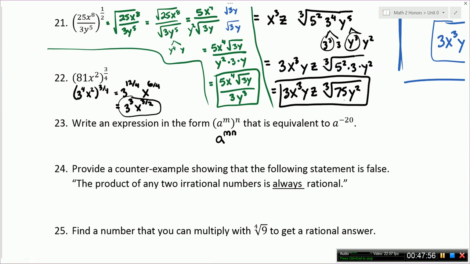So -4 and 5. And we can write that as a to the -4 to the power of 5. You can switch those, make it a to the 5th to the power of -4, or you can come up with another combination that works.